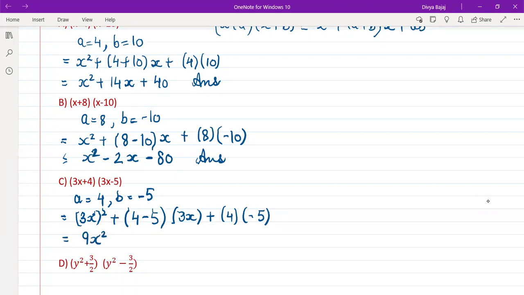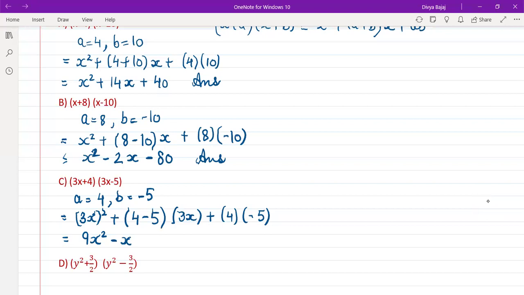So let's solve this. 4 minus 5 plus minus means we are going to do minus, which will give us 1. And why will we write here minus 1x, or simply minus x? Because the negative sign is in front of the bigger number. So this is minus x.